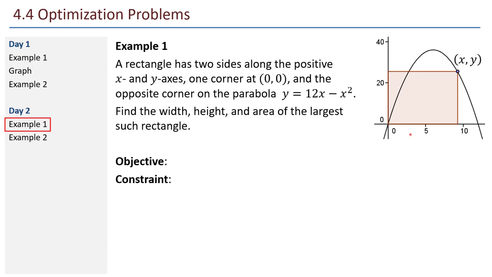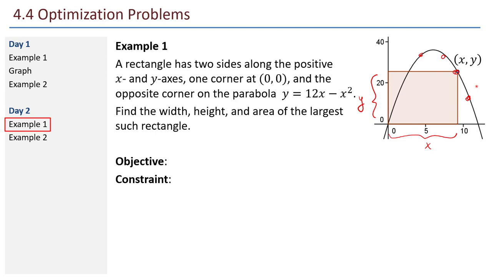So just looking at the picture, I see it looks like I have x along the horizontal and y as the vertical. So that's the height and width of my rectangle, the y and the x. And the opposite corner of the rectangle can be any point on the parabola. And at various points, the rectangle will look different.